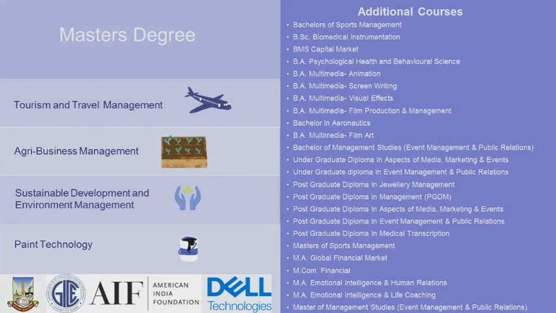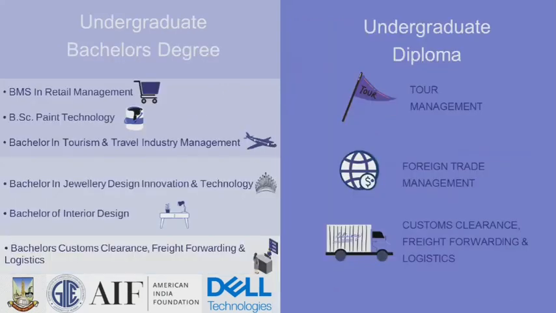So now we come to our undergraduate diploma courses. Most of the bachelor courses are for 3 years and have 6 semesters. But undergraduate diploma courses are of a shorter tenure and would be for less time. So the first one is undergraduate diploma in tourism management.